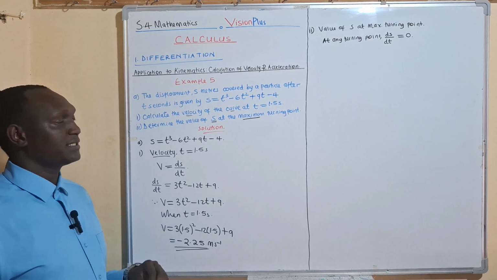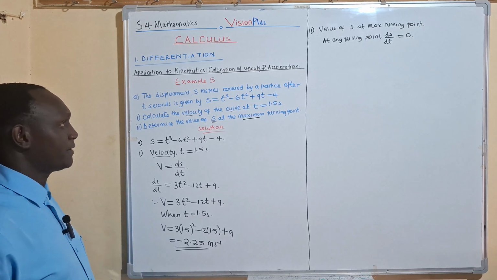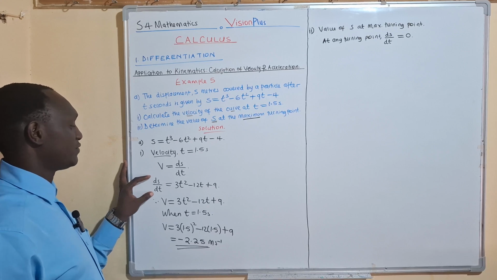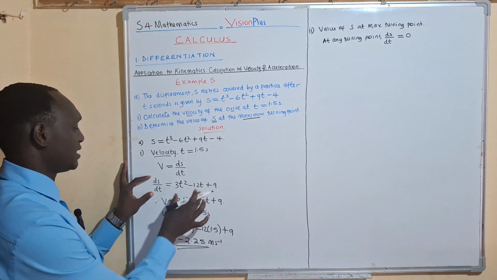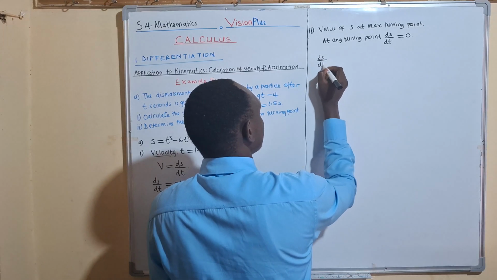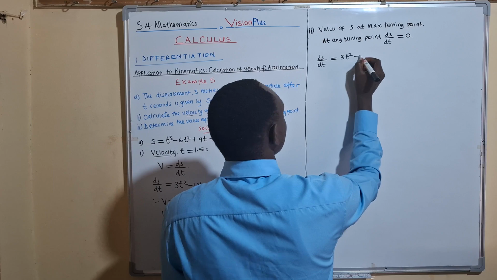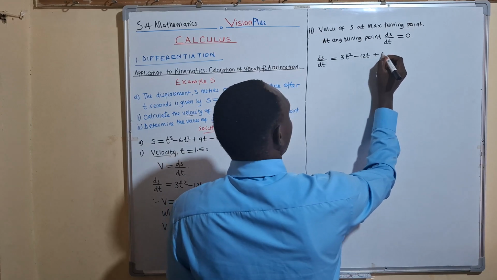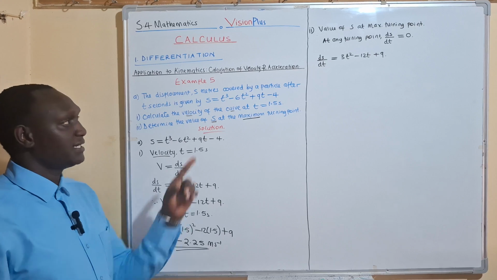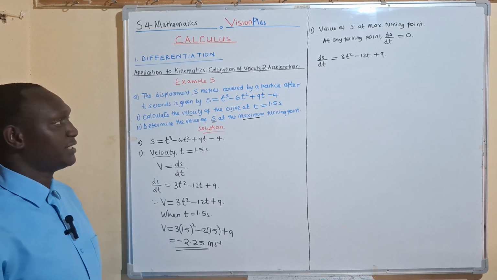Now, we need to get the values of time for which the gradient is 0 at the turning point. First of all, what is ds/dt? ds/dt is the rate of change of displacement, which is velocity, and we have obtained it as 3t squared minus 12t plus 9. This is the gradient function of the curve that describes our motion in this case.